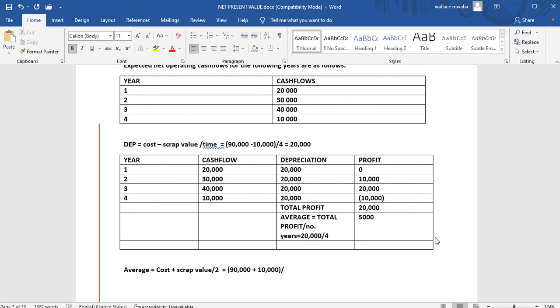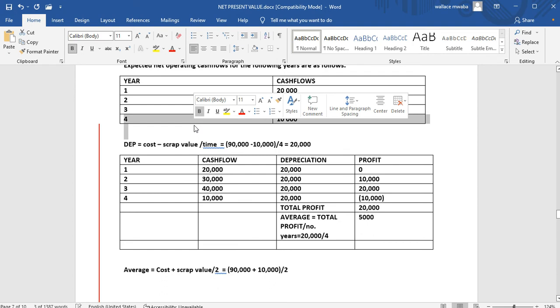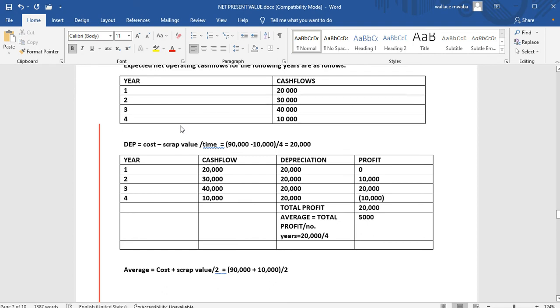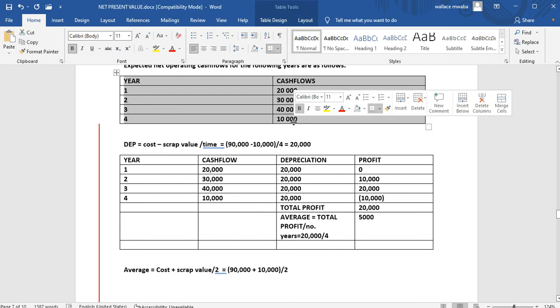Hello? Yes. That's a question. On year 4, that's the scrap value we are expected. So why are we depreciating on the scrap value? No. Can you see the cash flows here? Year 4, 10,000. Yes, I thought that's the scrap value that remained. No. We're getting the information from this table, which they've given us here. All this information is coming from this table.